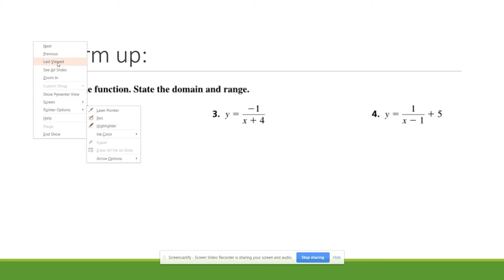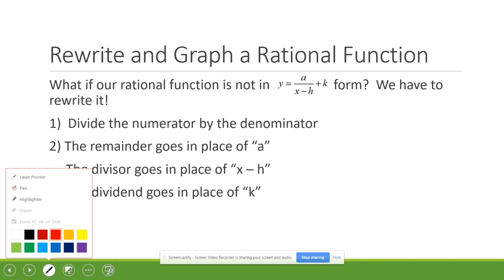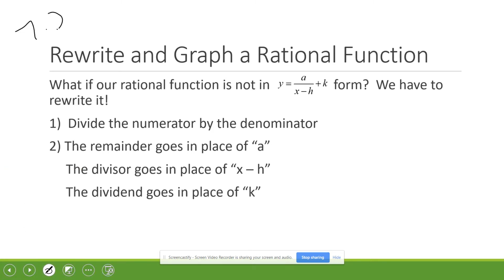We are going back to and finishing our 7.2 notes on graphing rational functions. So in our last set of notes, we talked about standard form, which is this form right here, a over x minus h plus k. It already gives us our horizontal and our vertical asymptotes right in the equation as we see it.